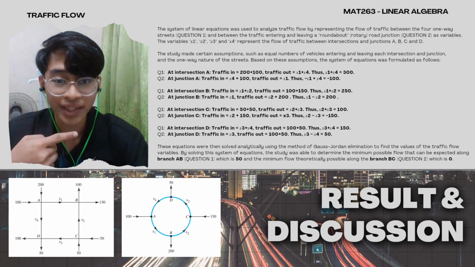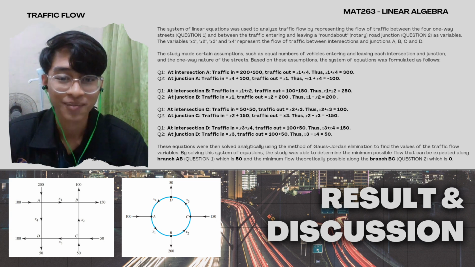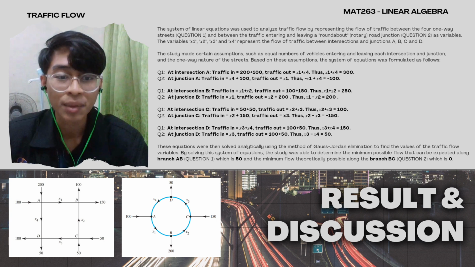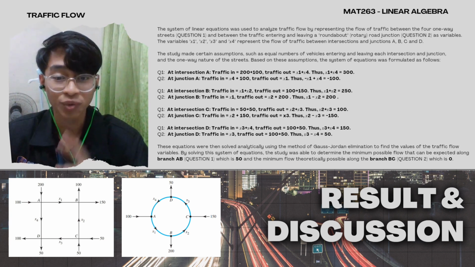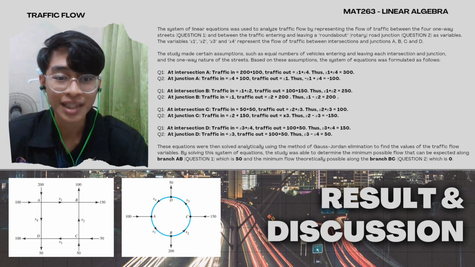These equations were then solved analytically using the method of Gauss-Jordan elimination to find the values of the traffic flow variables. By solving these equations, the study was able to determine the minimum possible flow that can be expected along branch AB in question 1, which is 50, and the minimum flow theoretically possible along the branch BC in question number 2, which is 0.